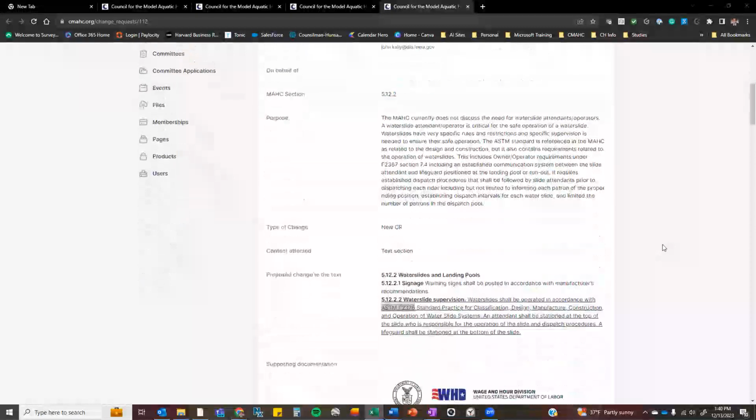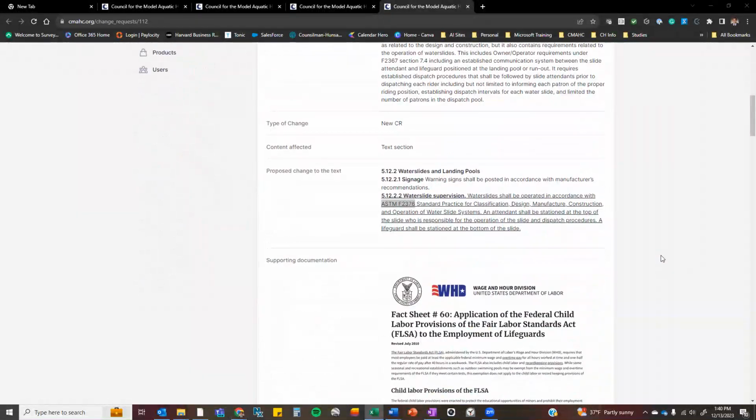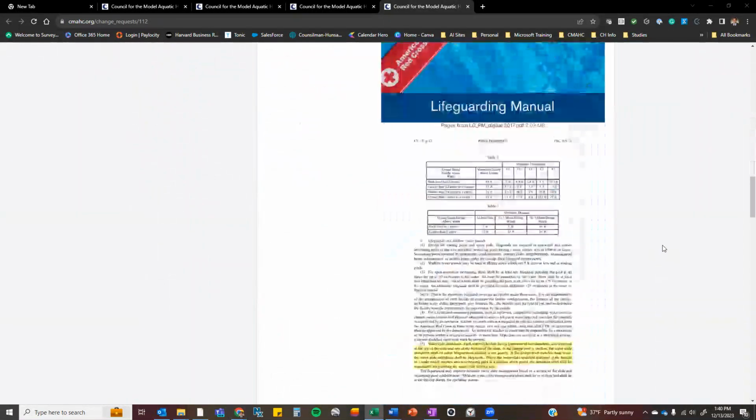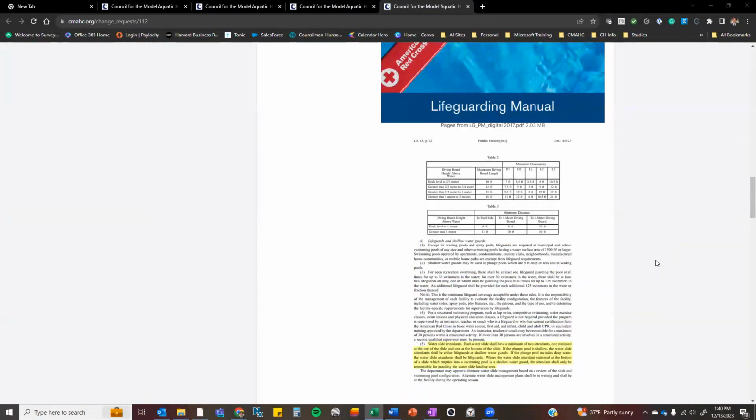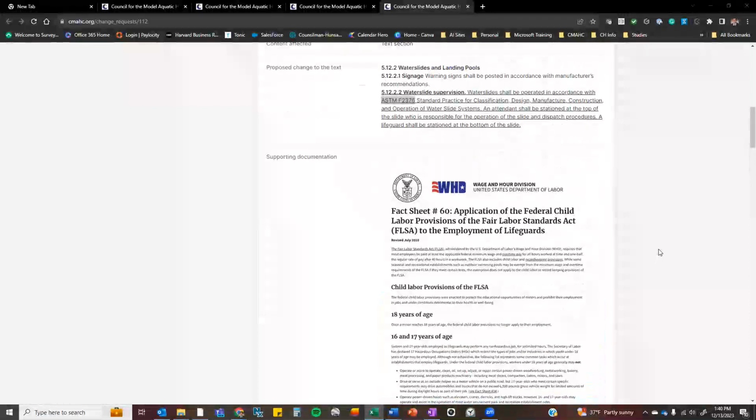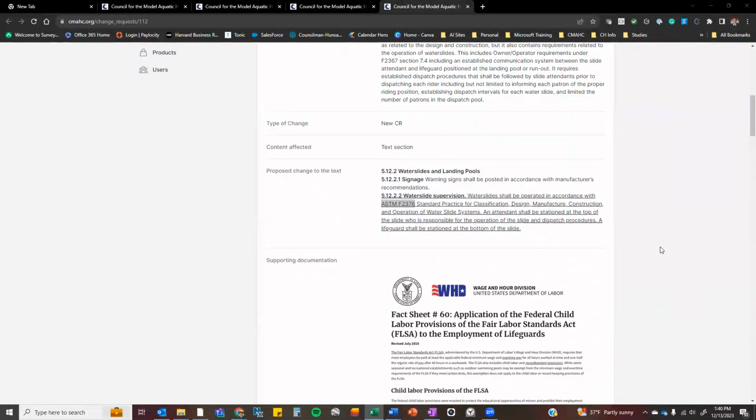Yeah. The way it's currently worded, some people may interpret that each slide has to have a dispatch operator. Some may interpret it that as long as somebody's up there doing that, you can do multiple slides if the manufacturer allows it under ASTM. And again, I agree with the premise. I certainly would not operate an attraction like that without one myself. Right. So that is certainly our recommendation across the board. I just want to make sure we get the language correct so that it's not problematic should it be adopted.